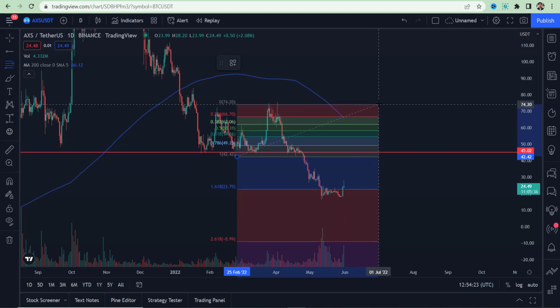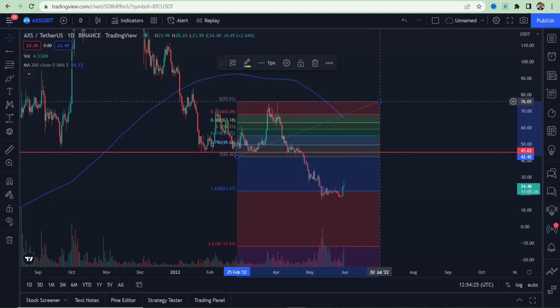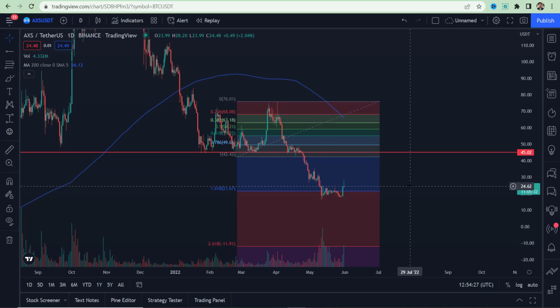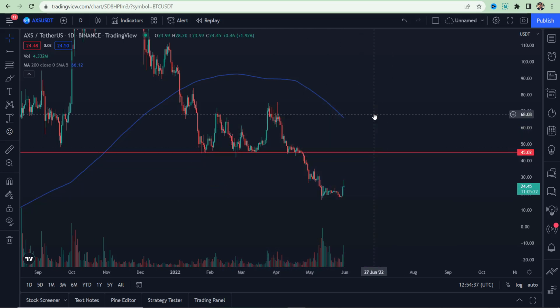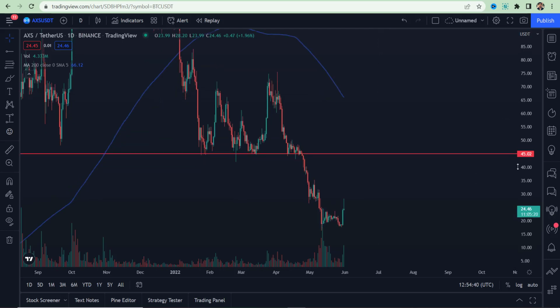Talking about the fibs, on the fibs we see this area as a support level. However, it's not exactly that place, but it still works. Anyway, let's leave them.